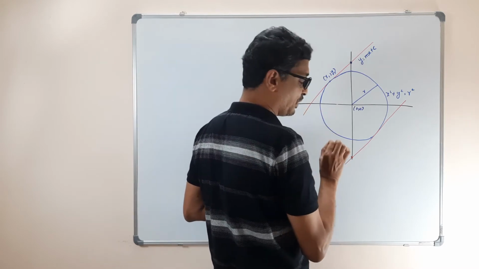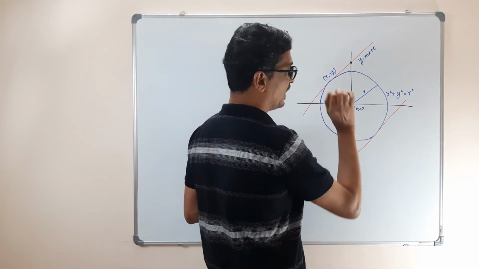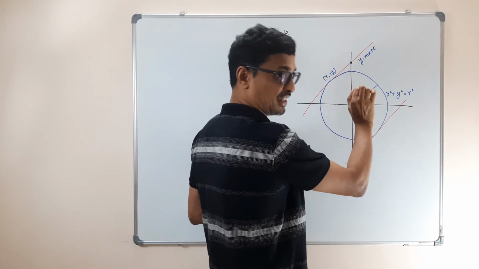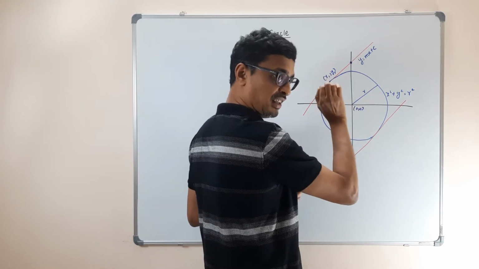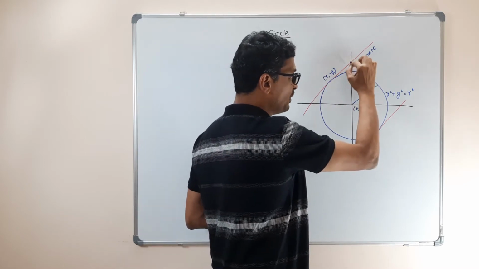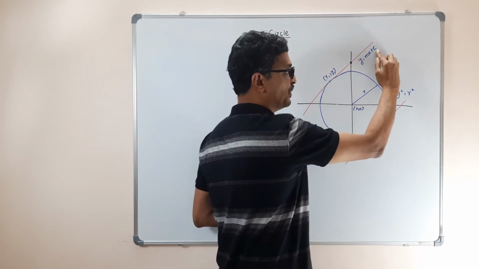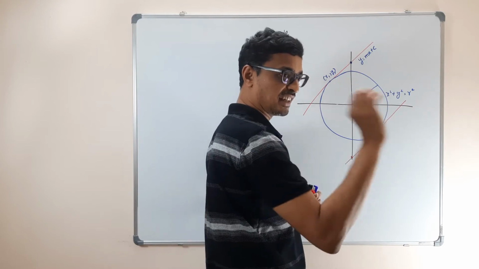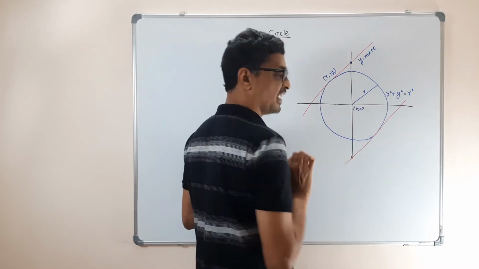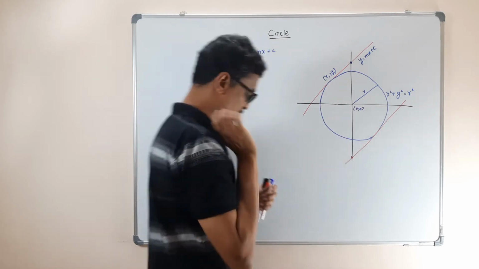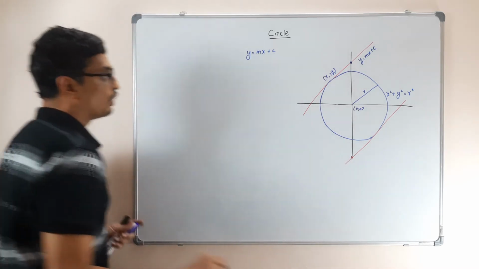So why I am telling you this is, whether a line is tangent to a circle or not, the condition should come in the y-intercept. That means c should satisfy a certain condition. Then only can we say the line is a tangent. So let us see how we are going to do this.